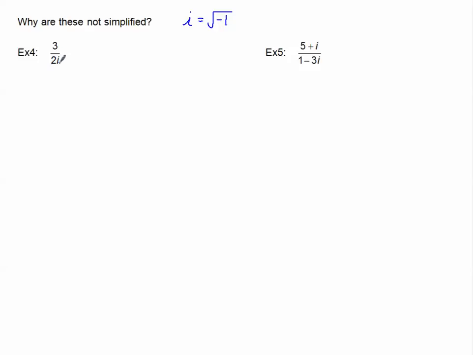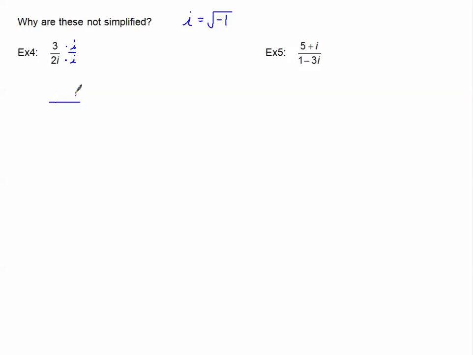Now, example 4, this is a monomial. Example 5, this is a binomial. So to attack a monomial, all I need to do is multiply by a monomial. The only thing that I don't like about this problem is that an i is in the denominator. The 2 is okay. There's nothing wrong with the 2. So it's the i that needs to go away. So I'm going to multiply by i over i. The same thing over itself is 1. So I'm ultimately multiplying by 1.